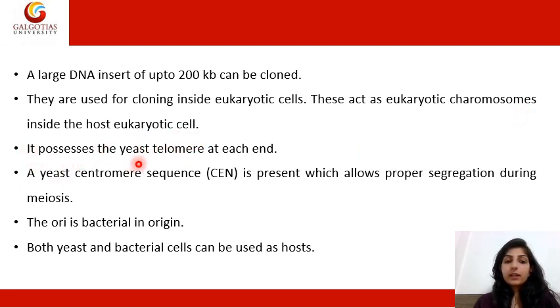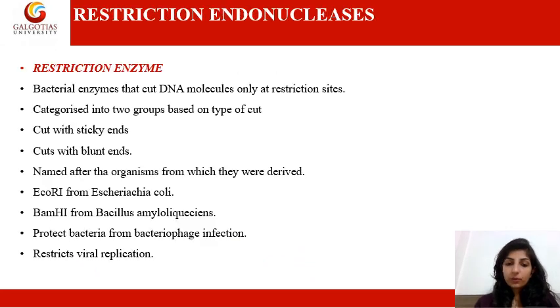It possesses the yeast telomere at each end. A yeast centromere sequence, that is CEN, is present, which allows proper segregation during meiosis. The ORI is bacterial in origin. Both yeast and bacterial cells can be used as host.